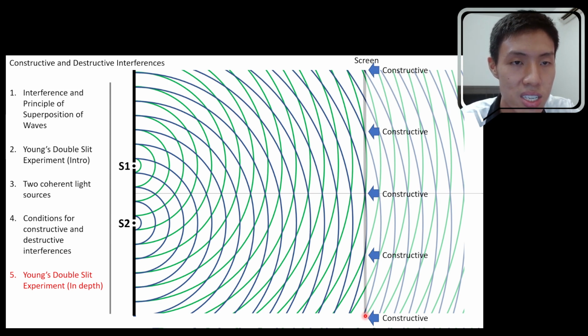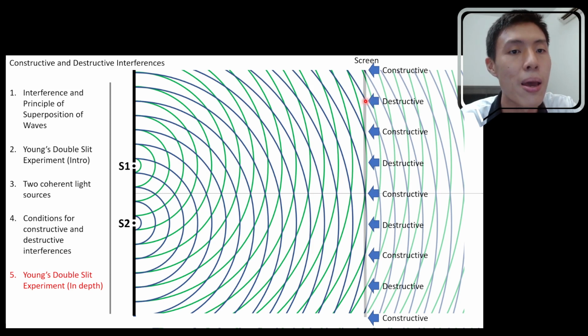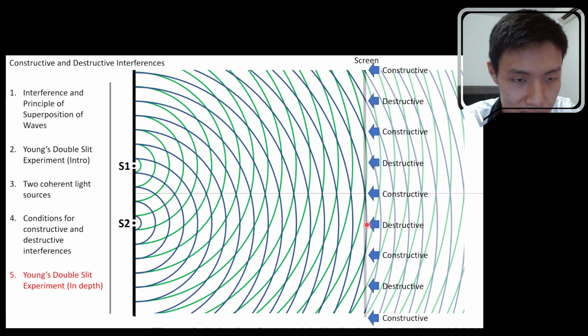You can also see certain points where the green wave is a trough because it's in between the two wavefronts, but the blue wave is a peak. So this is green trough meets blue peak, so this is destructive. This is green peak meets blue trough, destructive. This is a blue peak meets green trough, destructive. This is green peak meets blue trough, also destructive.